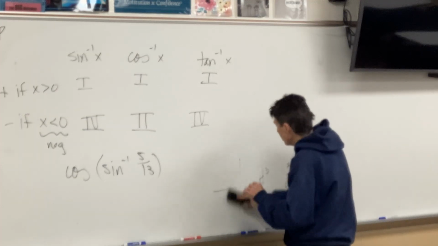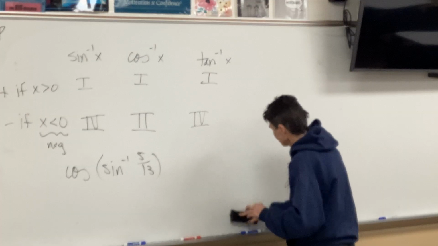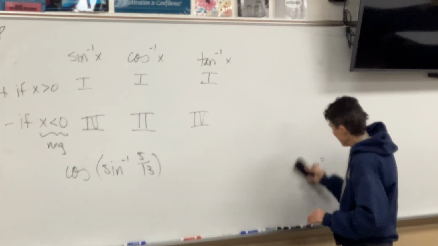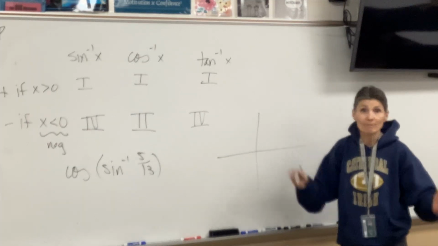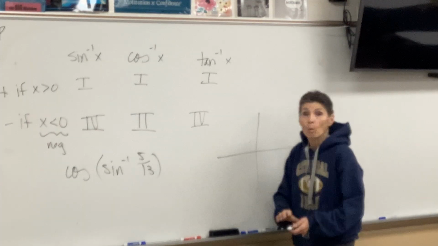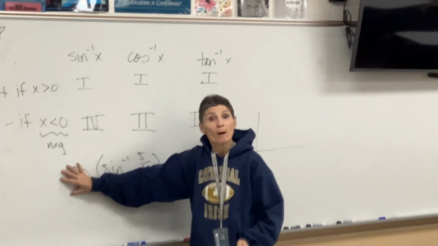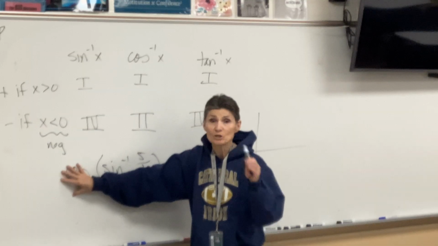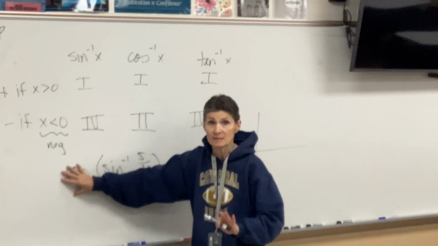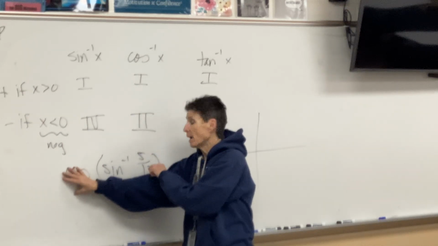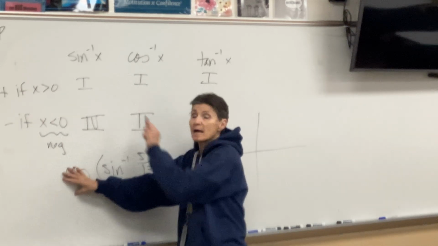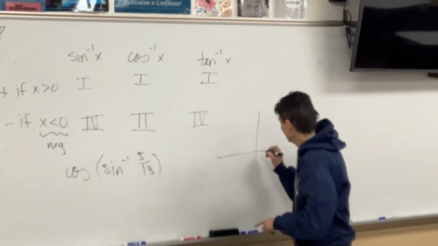So think about the one we just did. How did I start? I started the way I start everything. I drew a picture. What did I draw a picture of? The part that's in the parentheses. We start inside the parentheses. So this is an inverse sine. It's a positive number. So again, I'm going to draw it in quadrant 1.